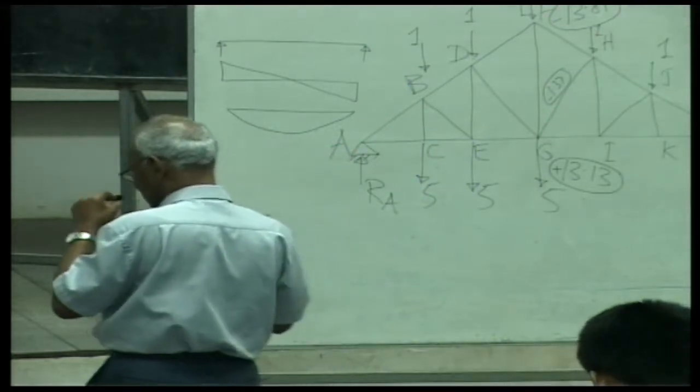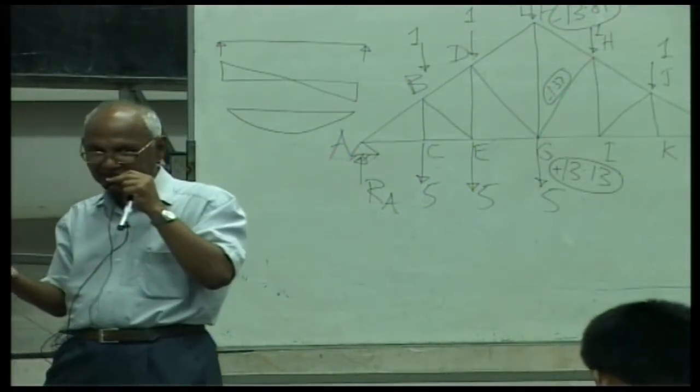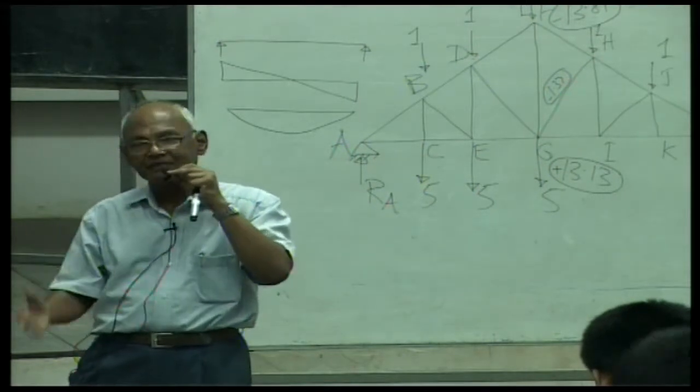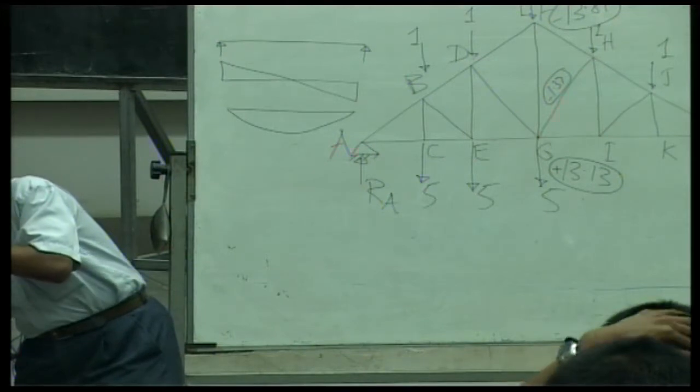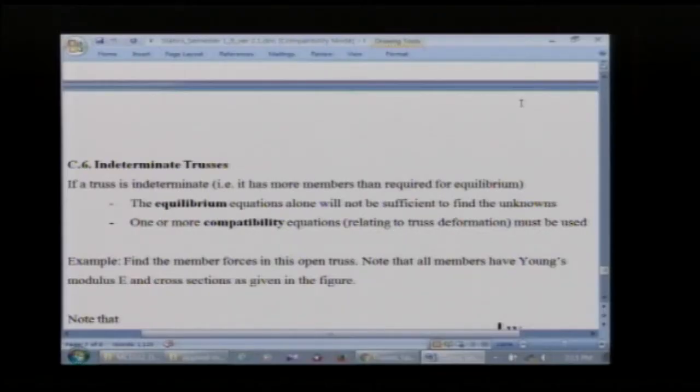Most of the structures that you see in the real world, the indeterminate ones, are all solved by computer, but of course you need to know the basic principles, right? So if a truss is indeterminate, that is, it has more members than required for equilibrium, the equilibrium equations alone will not be sufficient to find the unknowns. One or more what are called compatibility equations relating to truss deformations must be used, right? So I will directly use an example to do this. Find the member forces in this open truss.